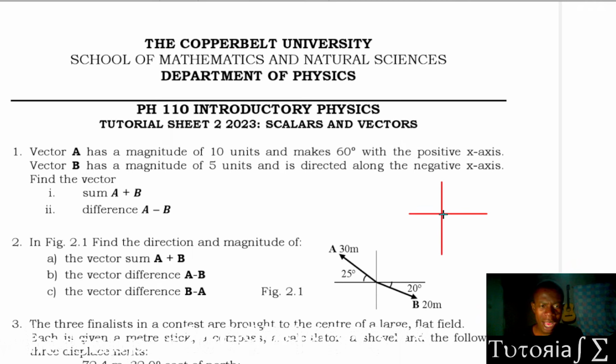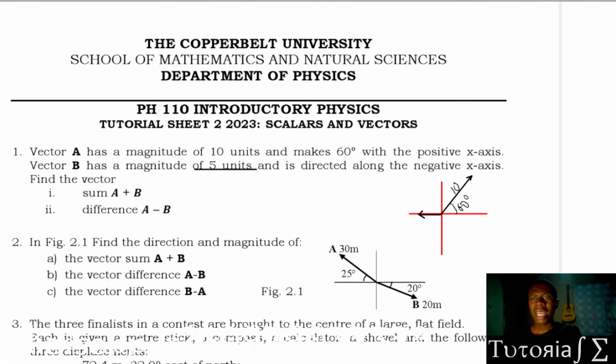All right, so that is the magnitude. That is A, and it has a magnitude of 10 and is at 60 degrees from the x-axis. Then we have B that is 5 units and is along the x-axis. So that is 5 units along the x-axis, like that.